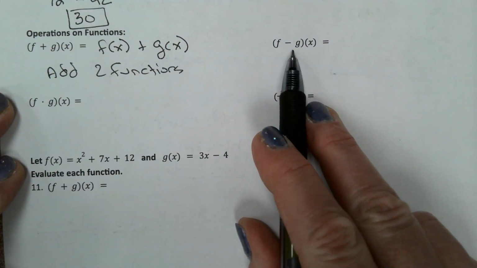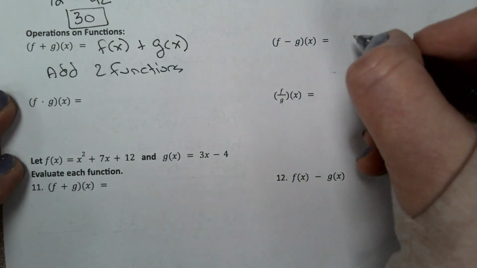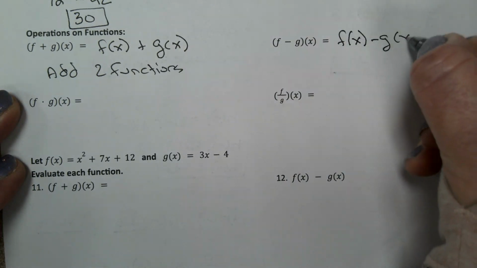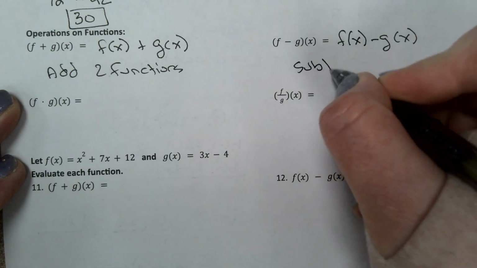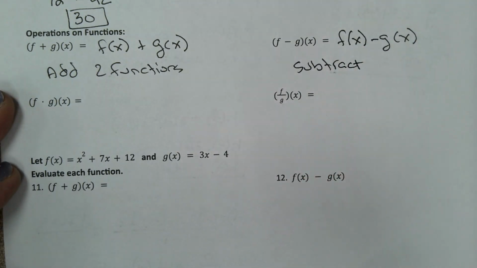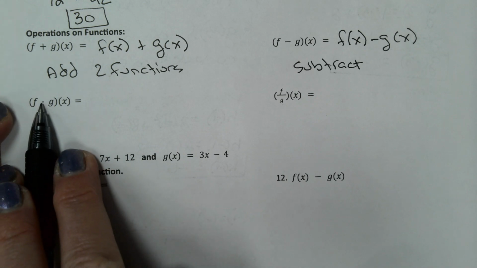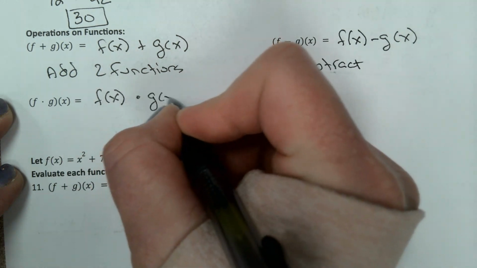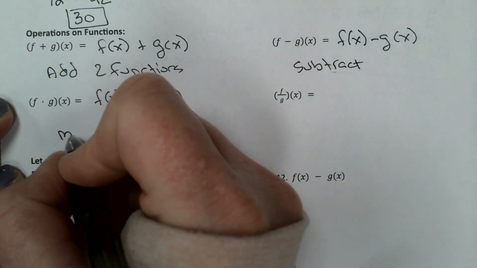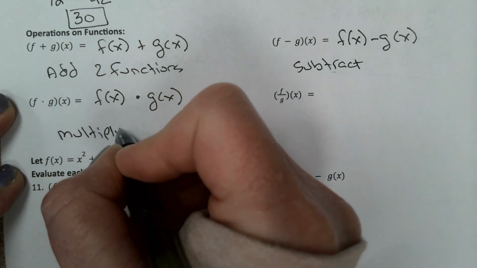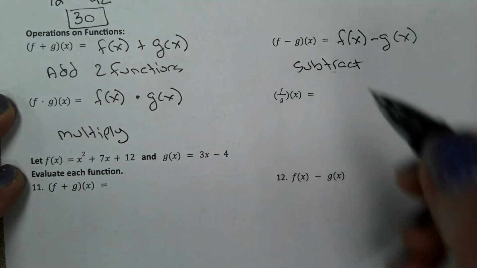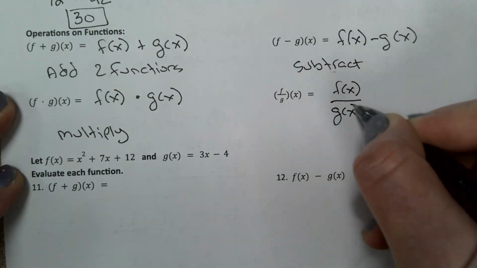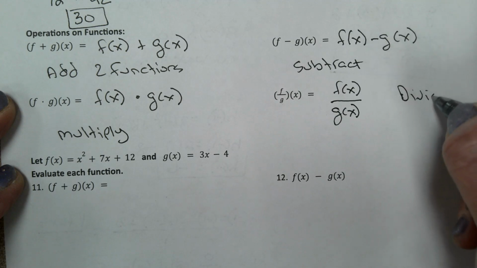Here you have f minus g of x. So the first thing I would do is I would separate it and rewrite it as f of x minus g of x. And I'm just going to subtract my two functions. That dot says multiply, so I'm going to rewrite it as f of x times g of x. And here you're just going to multiply your two functions. And this is division. I would rewrite it as f of x divided by g of x, and I'm just going to divide.